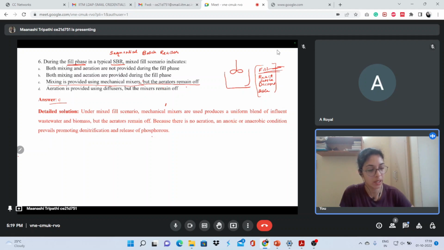When we switch on the aerator, we switch it on at the react phase. At this phase, we will switch on the aerator so that an oxygen-full condition can prevail inside our water body, inside the sequential batch reactor, and all the reactions can happen in the aerobic environment. Okay.